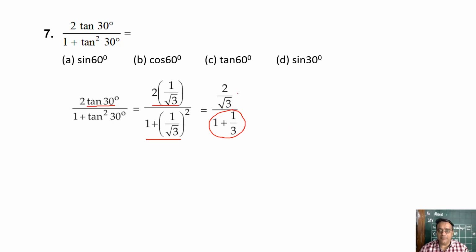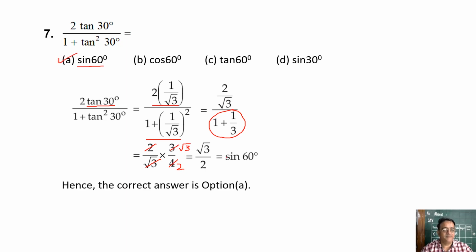So when we write it in the form of multiplication, we have to take the reciprocal. So the reciprocal of 4 by 3 will be 3 by 4. So this will be cancelled and 3 also we can cancel with root 3, because 3 is root 3 into root 3. So finally we will get root 3 by 2. Which one has the value root 3 by 2? Sin 60 degree, right. So the correct option is Option A.